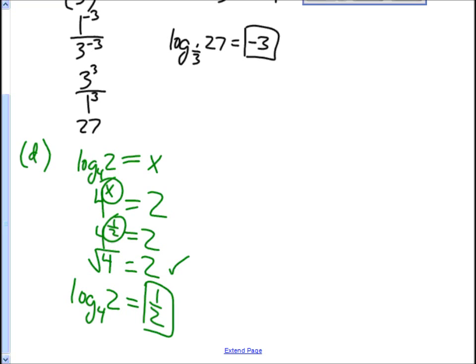Okay. Now there's some inverse properties. If you are simplifying some expressions, let's do this one first. 10 to the log base 10.